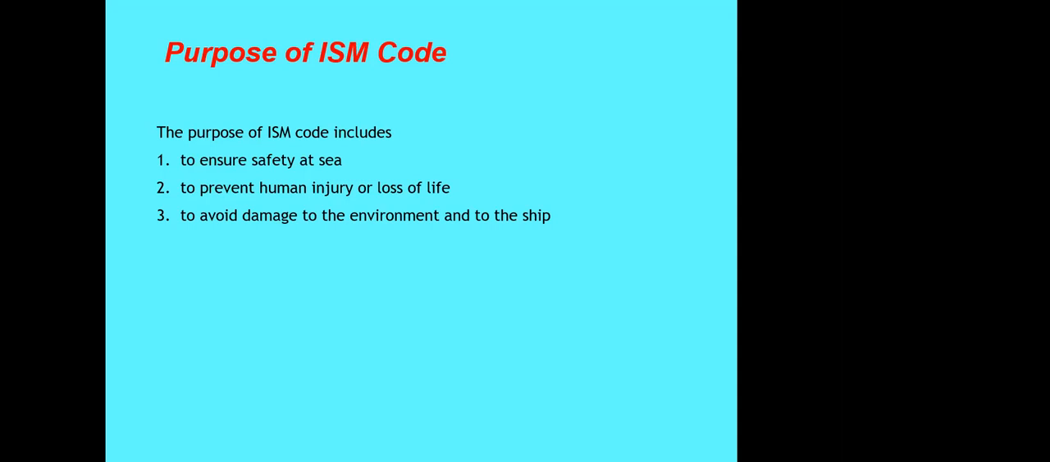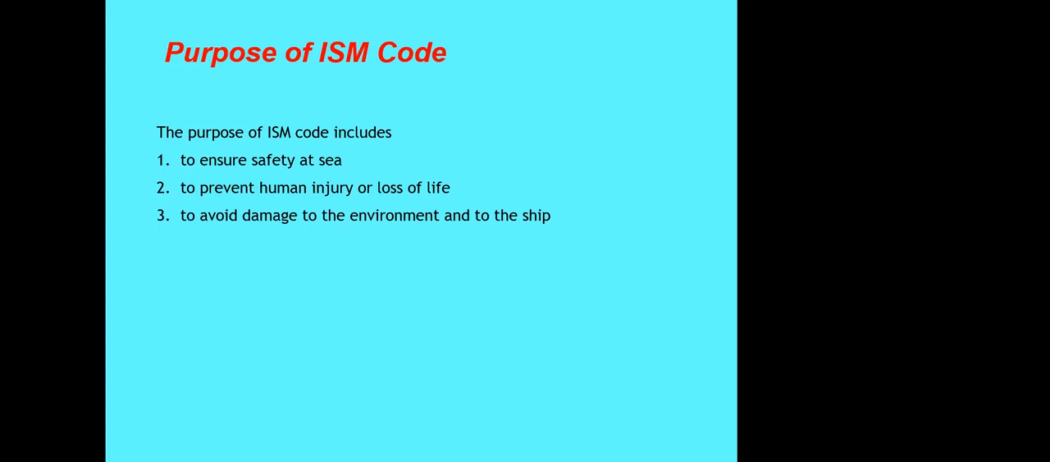Safety of life means you prevent injury, and you ensure that ships are sailed safely, without fatality, without injury. You also ensure that you prevent damage to the environment, especially the marine environment. When you have spillage, it affects the marine environment. So it's very, very important that the code prevents this.